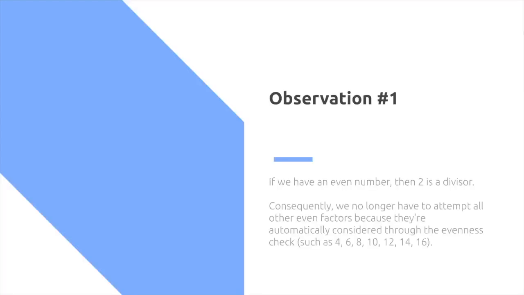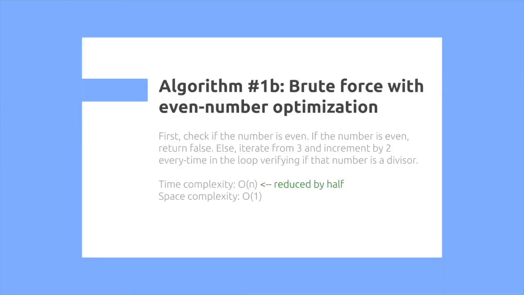Can we do better? The first observation is if we have an even number, then 2 is a divisor. Consequently, we no longer have to try other even numbers, because they will all have 2 as a divisor, so we've already checked for it. Using this optimization, we reduce the time complexity in half. However, the complexity is still O(n), which we want to improve.